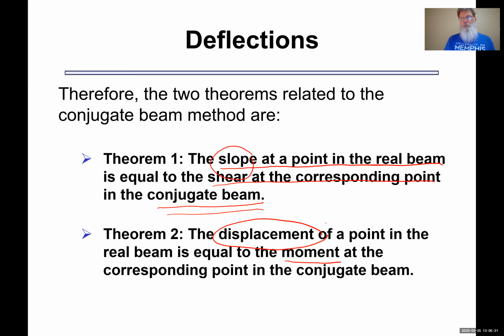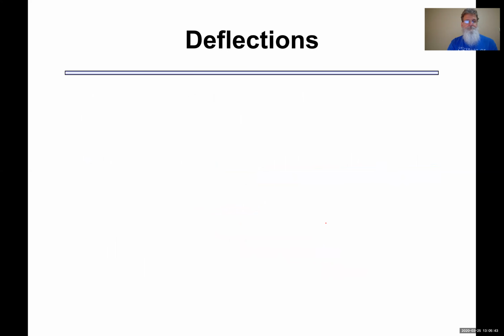So this method relies on two things. One, that you can draw the conjugate beam, find the real moment, which I hope you can. We've been doing that for a while now. And then apply that as load to the conjugate beam, and then find shear and moment again. So the first thing we have to do is, how do we build the conjugate beam?